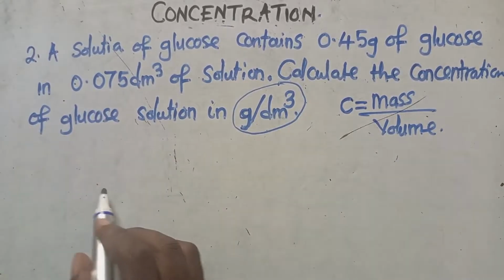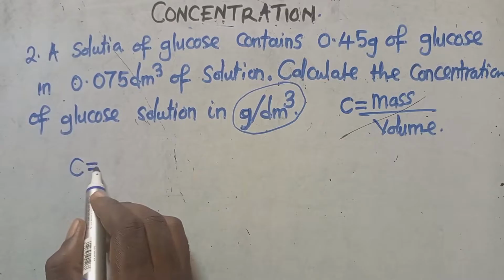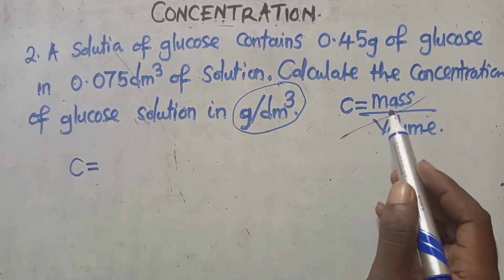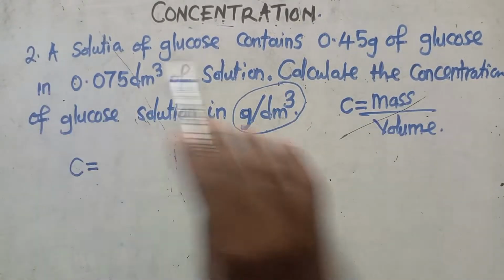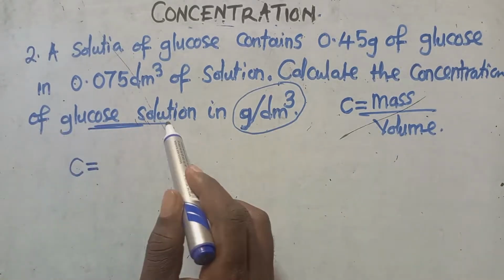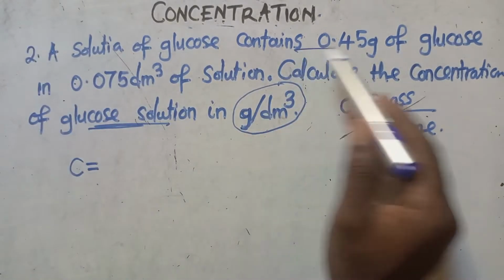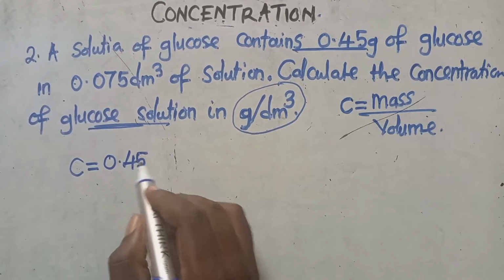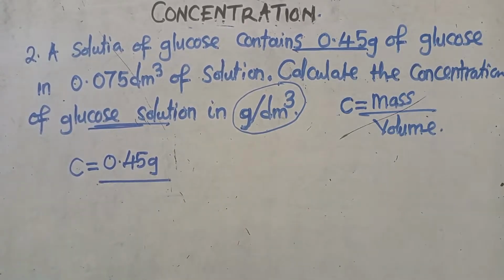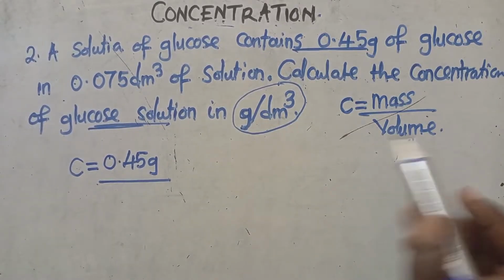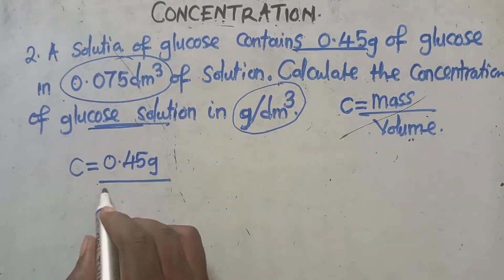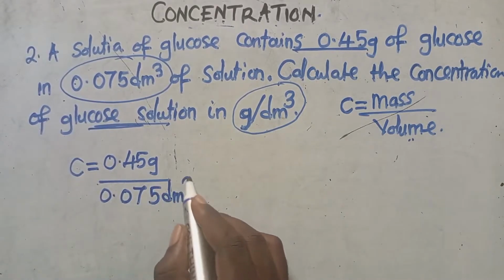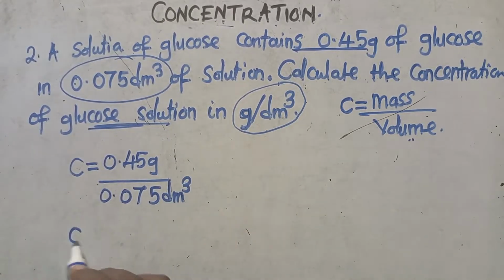So concentration is equal to mass over volume. What is the mass? The question says a solution of glucose contains this number of grams, so that is the mass: 0.45 grams. Over what is the volume? The volume is given just there: 0.075 cubic decimeters.